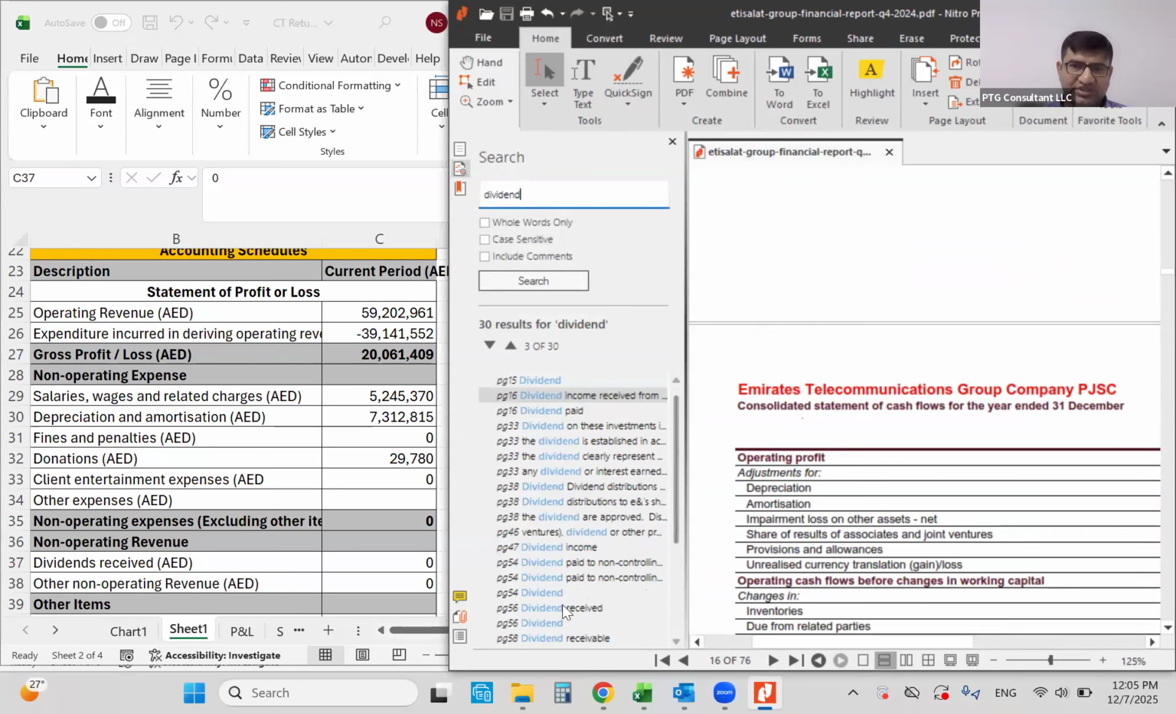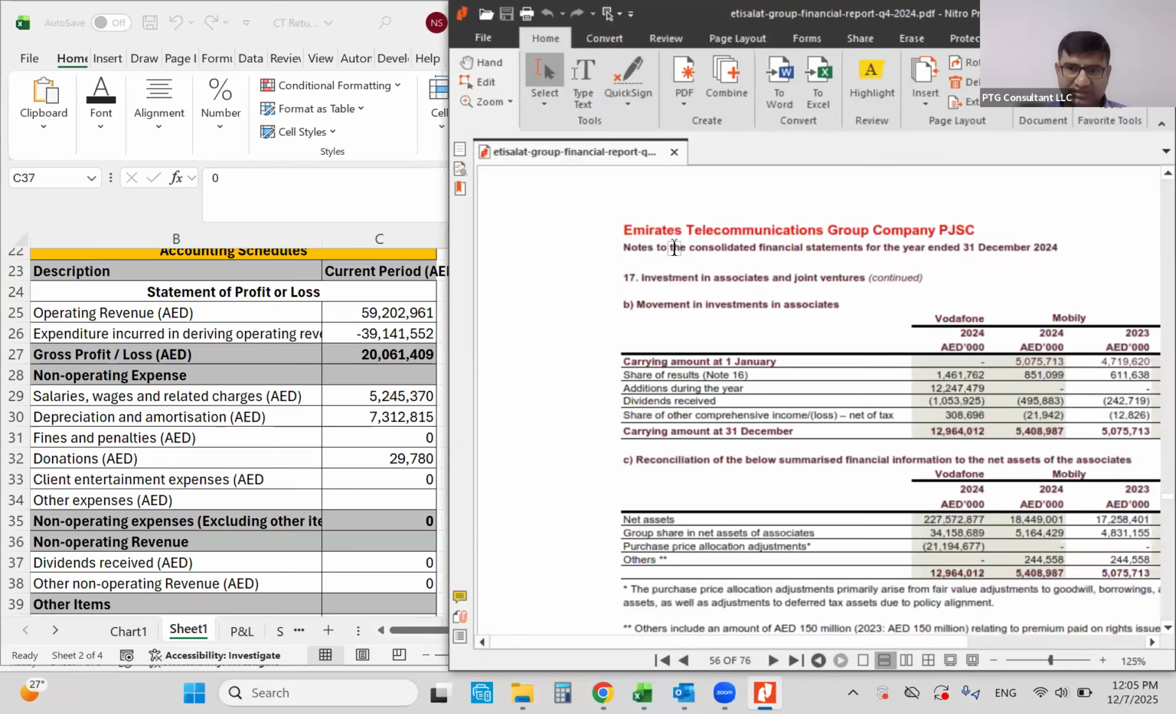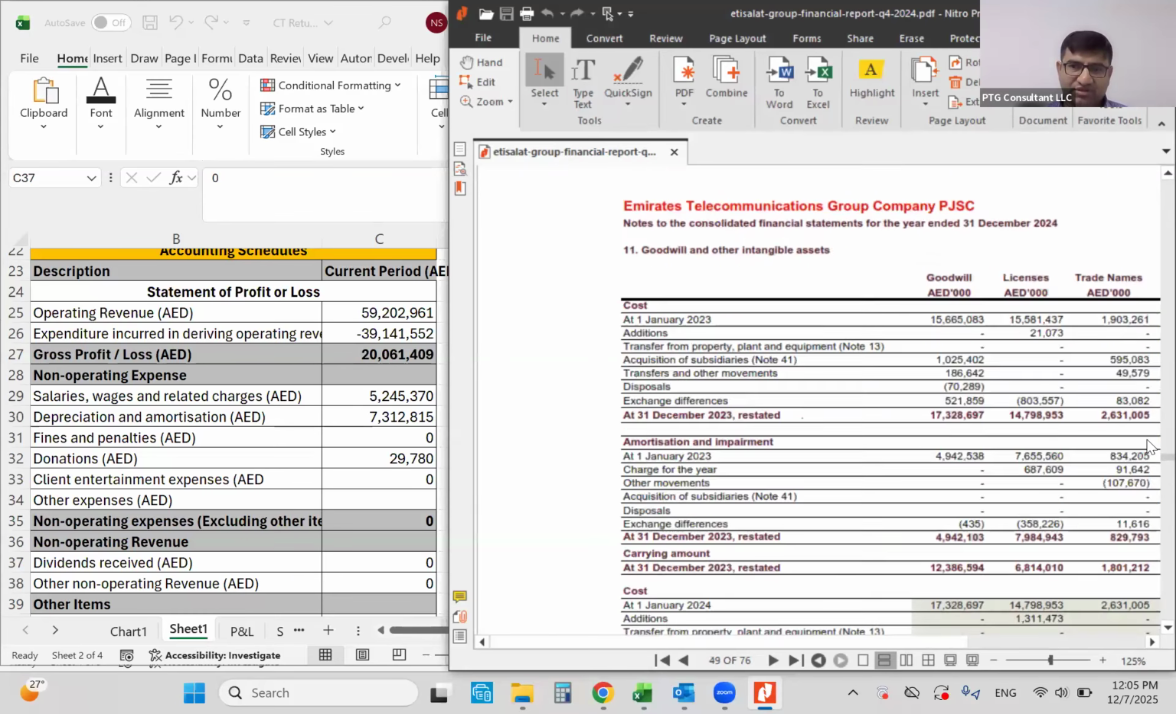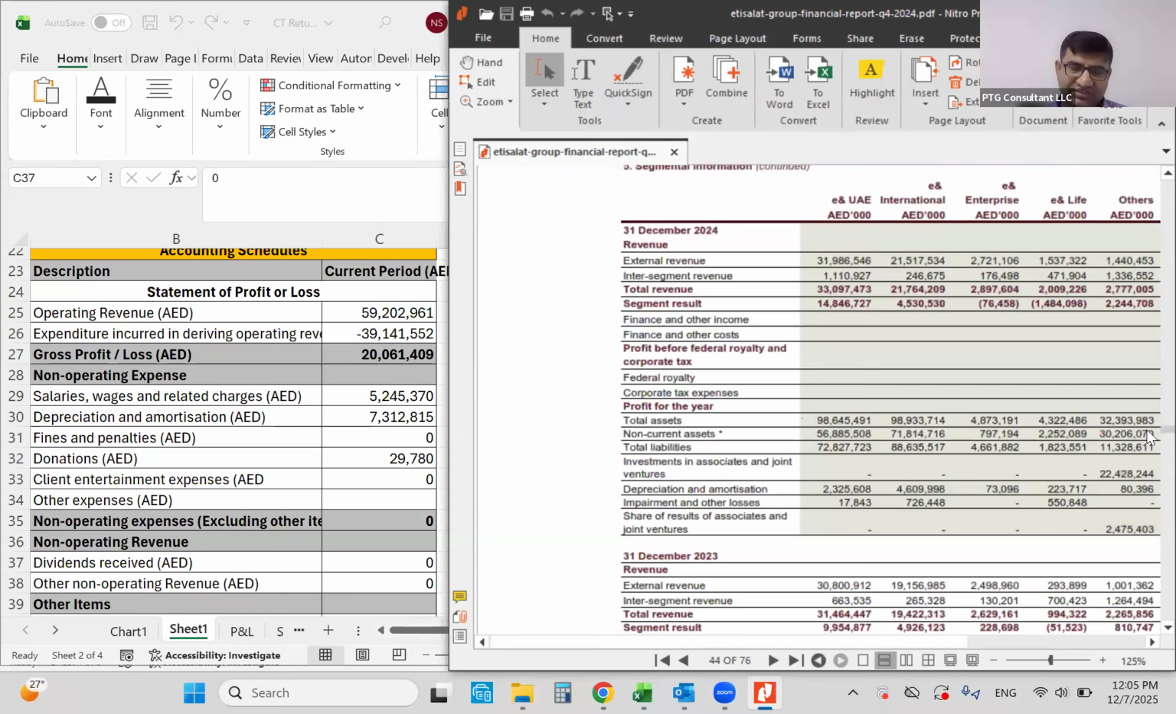Just close the search. Go straight forward to the profit and loss first. Go to the profit and loss upper side. Always, once you finish one transaction, go back straight to the profit and loss.